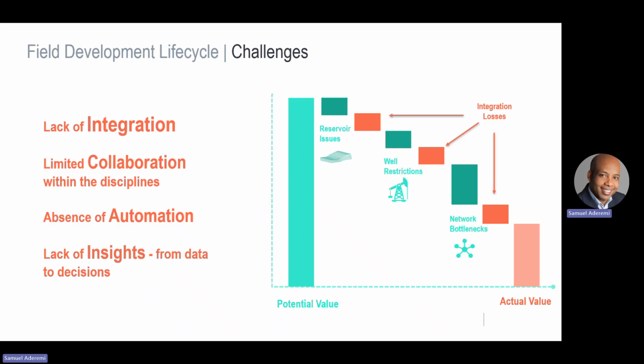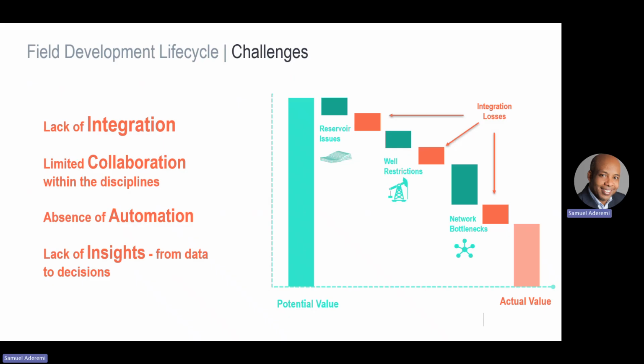And as we've seen on the right-hand side, this leads to sequential losses, such that all the way from here down to this point. Reservoir issues, well restrictions, creating bottlenecks, the network bottlenecks. I think that is important to think about the system and model the system as such, as an integrated model.